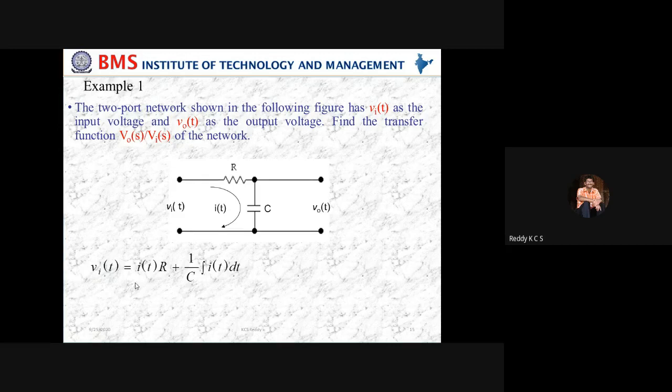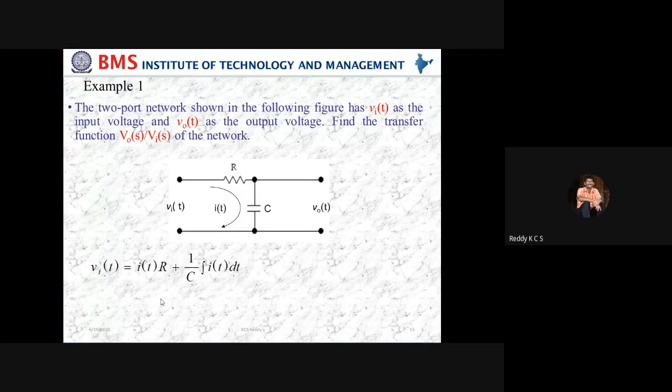The voltage across the resistor is I into R, and the voltage across the capacitor is 1/C integral of i(t) dt. The input current passes through the resistor and the capacitor, and I am measuring the output across the capacitor. So the output voltage is vo = 1/C integral of i(t) dt. The input voltage equation is written first, then the output voltage equation.